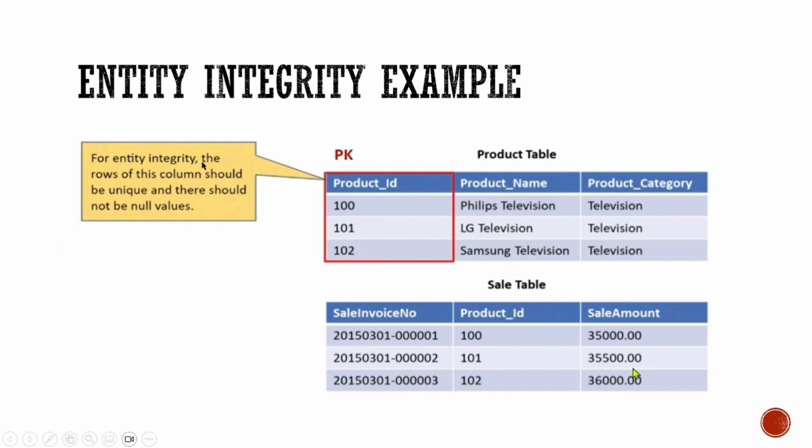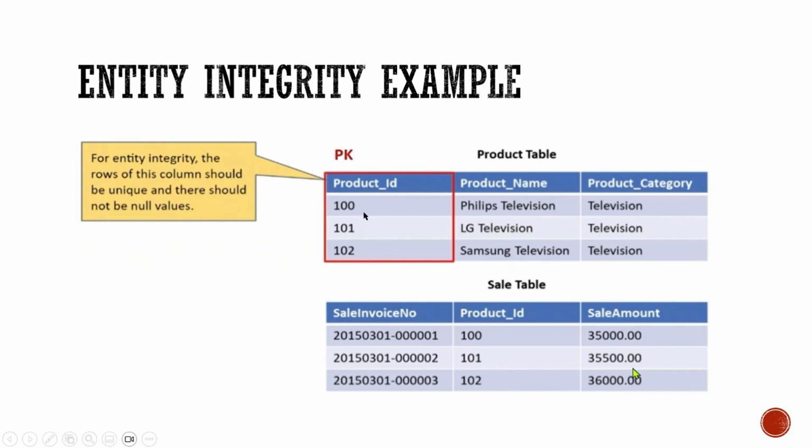Okay, for entity integrity, the rows of a column should be unique. There should not be null values and there should not be duplicates. So at the primary key level, we have created this integrity. Even if my manager asks me to add a record again for 102, it will not allow me because of entity integrity. It will show an error.